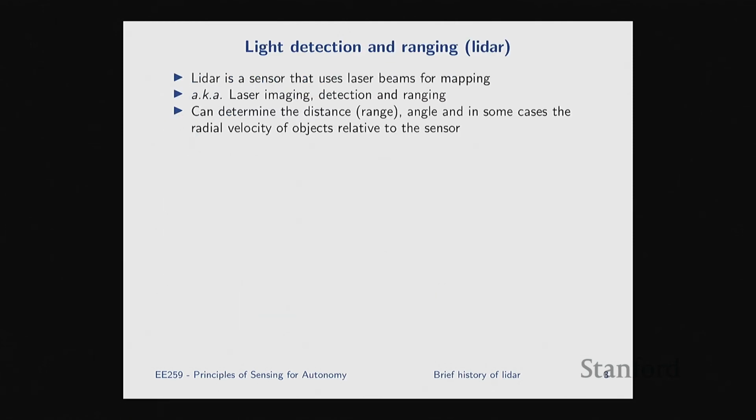So LiDAR stands for light detection and ranging, or also some people call it laser imaging detection and ranging, but it's basically a sensor that uses laser beams for mapping. Okay, so radar used radio frequency electromagnetic waves. LiDAR uses optical frequency electromagnetic waves for mapping. And just like radar, it can determine the distance or range and the angle or direction of arrival to targets. And some LiDARs, as we'll see, can also detect radial velocities of objects, like for instance, FMCW radar can do.